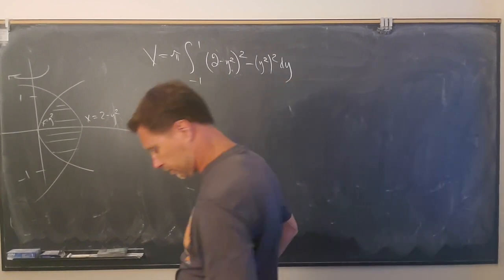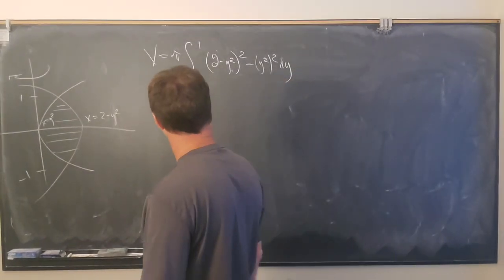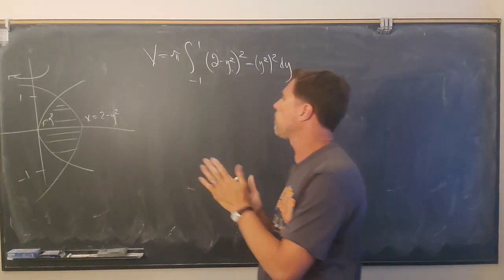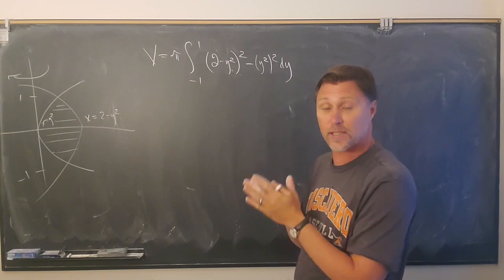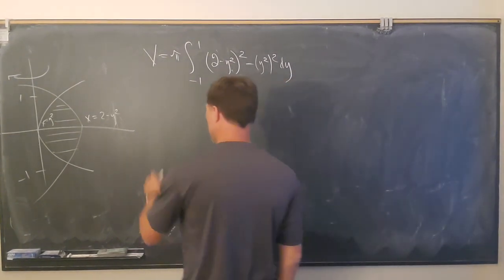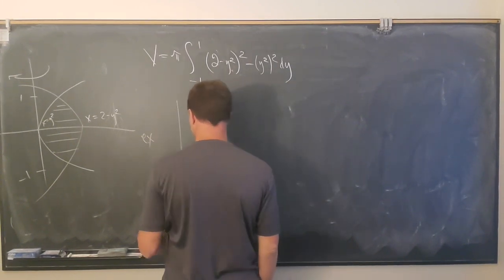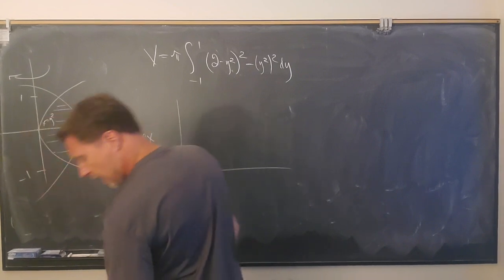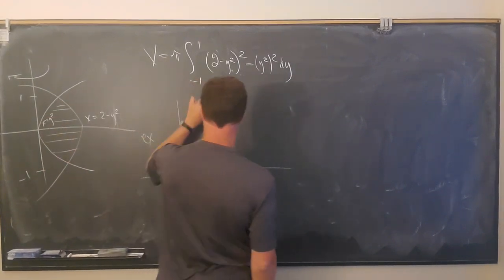Now, we can add a little wrinkle to this. Instead of revolving about the x or y axis, we can revolve around something that's parallel to that. So in this next example, let's look at the graph of y equals x cubed.